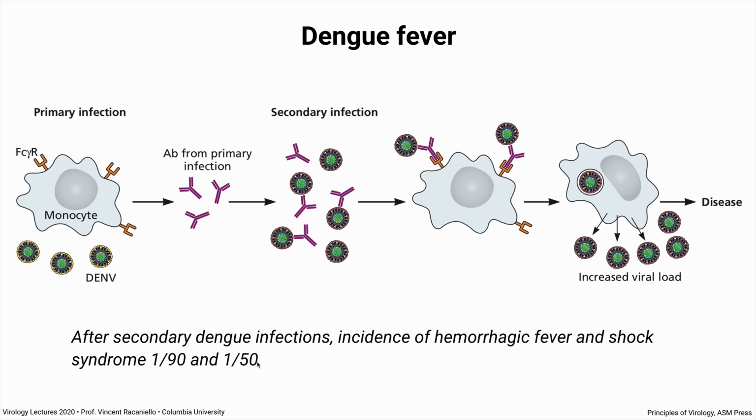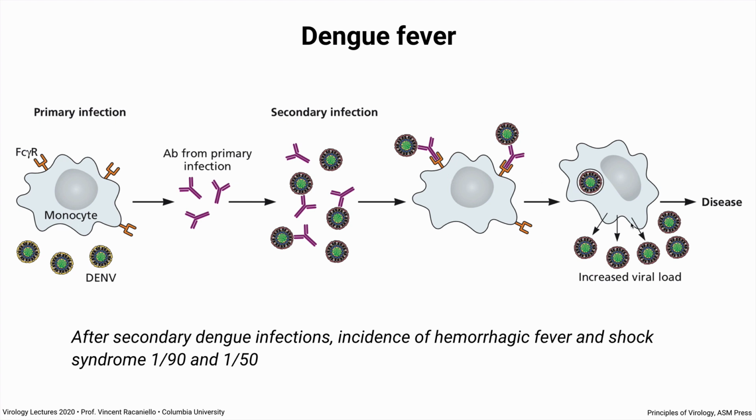What we think happens is that at the primary infection, you have the generation of antibodies against dengue virus, serotype 1, say. Now you have a secondary infection. You have a memory response to the original serotype, so secondary with a different serotype. Those antibodies will attach to the virus particles, but they will not neutralize their infectivity. However, they can lead to infection of monocytes because the antibodies will bind to Fc receptors on the monocyte.